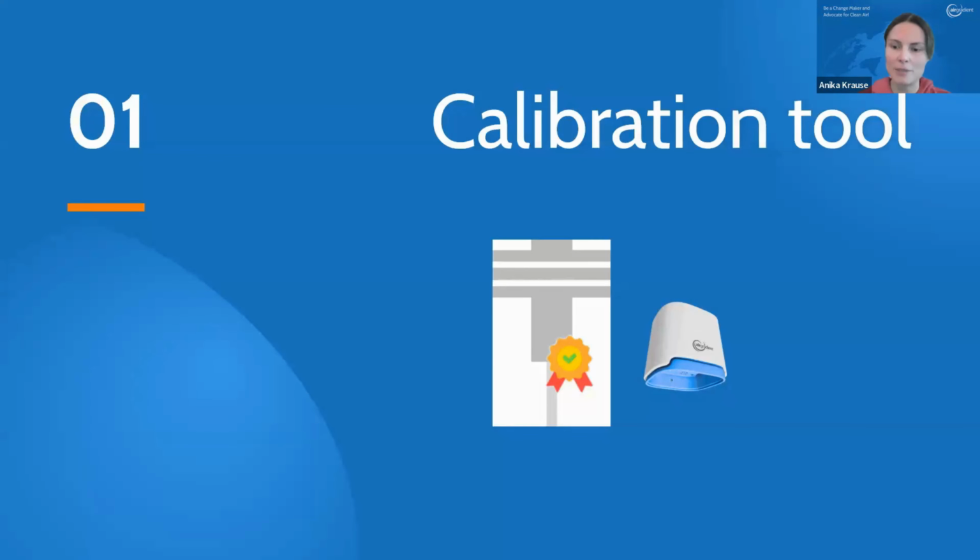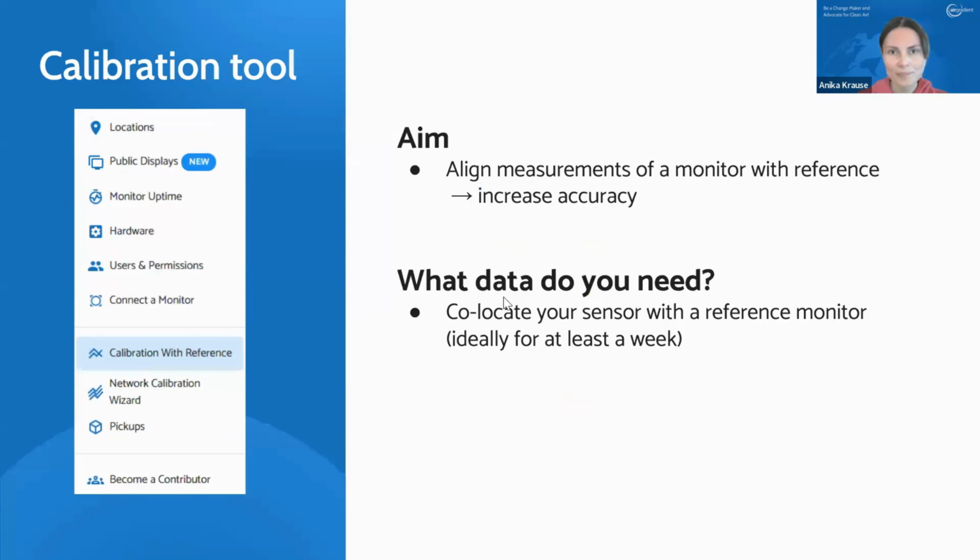So let's start with the calibration tool. The aim of that tool is to align the measurements of your monitor with a reference. So that is basically the classic calibration with a local reference, and that increases your sensor accuracy. You can find it in the main menu of your dashboard. Here it's called calibration with reference.